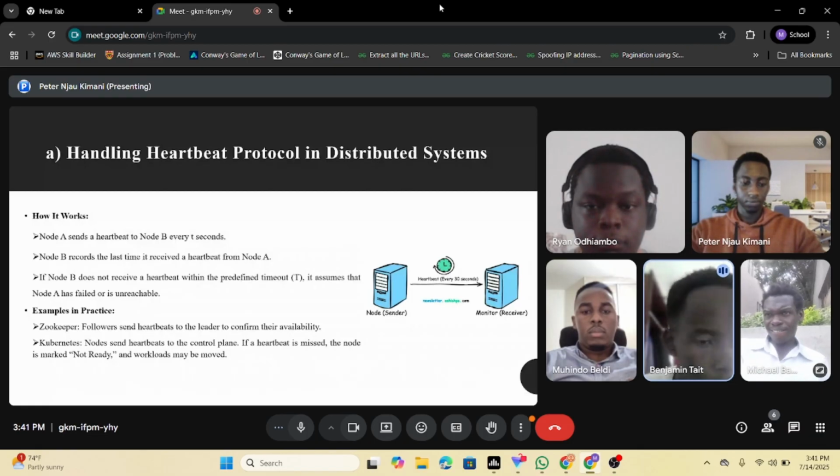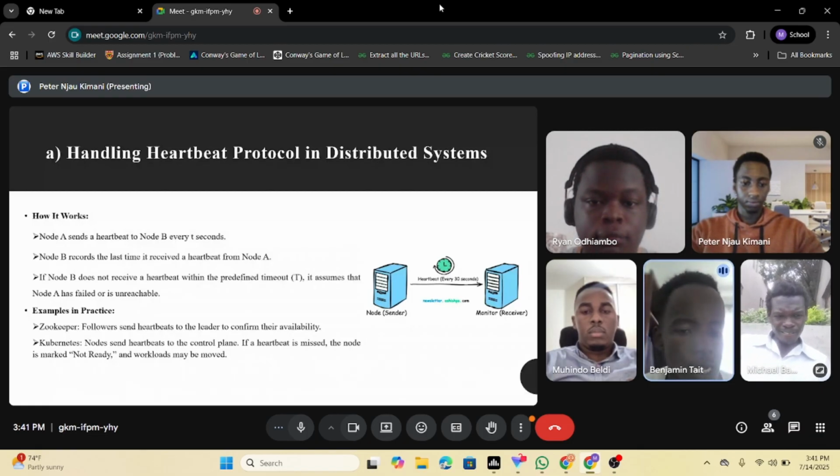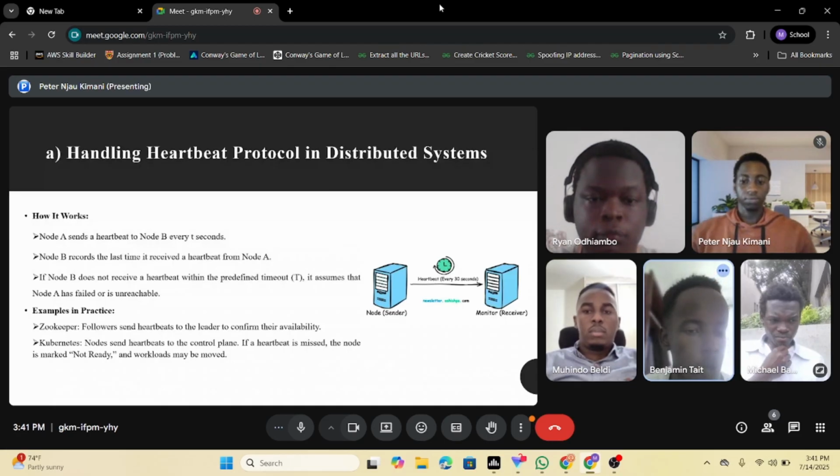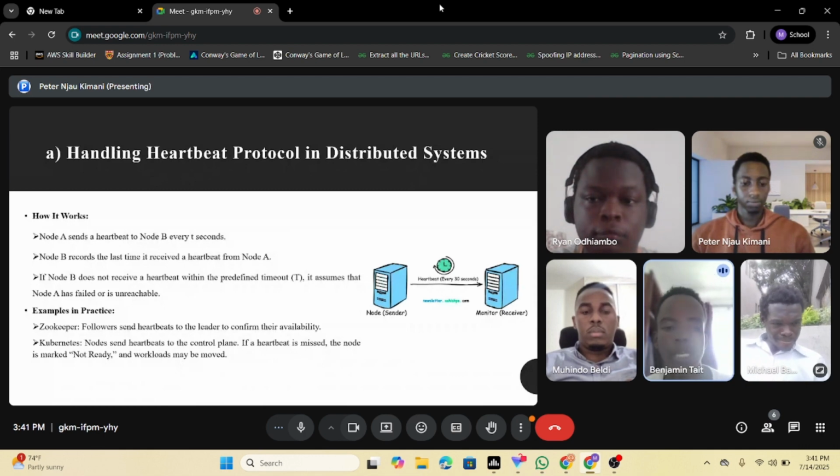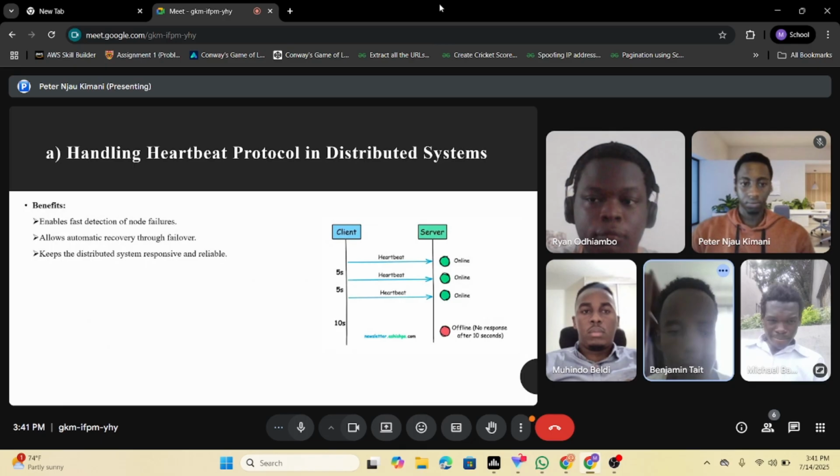So, an example in practice, we have ZooKeeper. Followers send heartbeats to the leader to confirm their availability. Then Kubernetes nodes send heartbeats to the control plane. If a heartbeat is missed, the node is marked not ready and the workloads will be moved. Yeah, so we can proceed to the next slide.